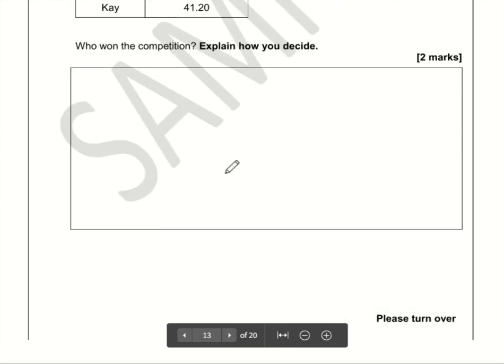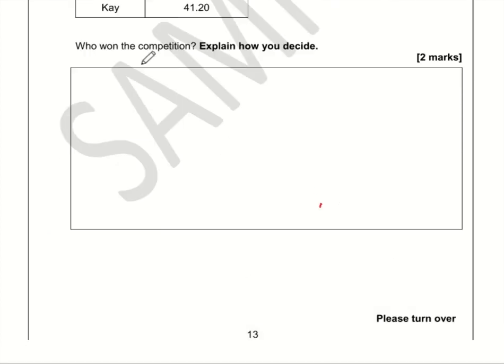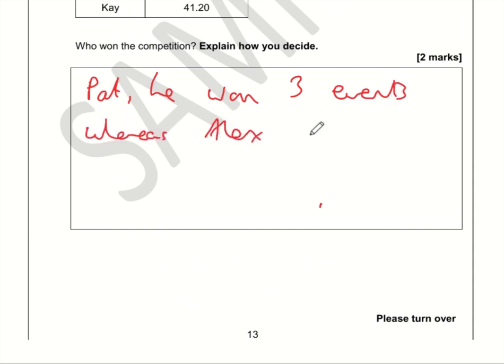So Pat. So who won the competition? Pat. He won 3 events, whereas Alex only won 1. Maybe worth saying they both finished with equal points as well before you write that.